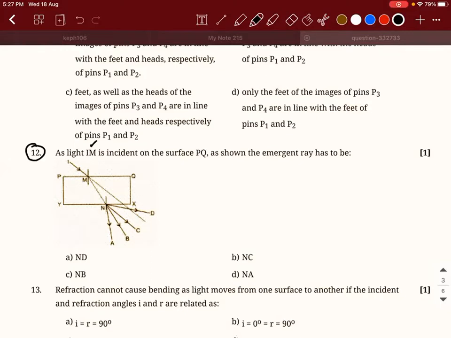A light ray is incident on the surface PQ as shown. The emergent ray has to be. Which one is the emergent ray? Tell me. NA, NB, NC, ND.